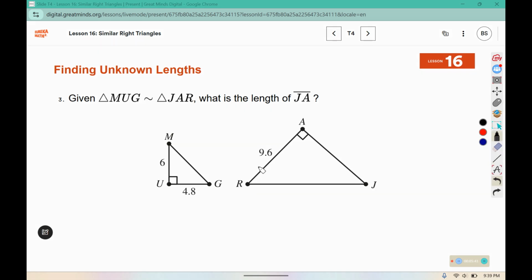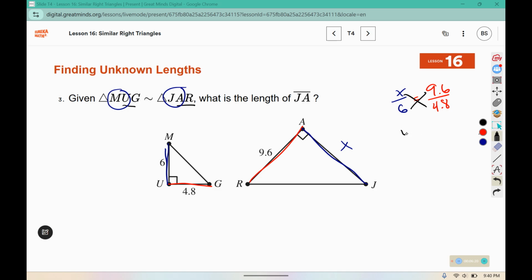In this one, we have AR and UG are paired together. So AR and UG. Then MU and JA get paired together. Remember, the order of the letters is how we determine which ones are similar. So I have X goes with 6, and 9.6 goes with 4.8.